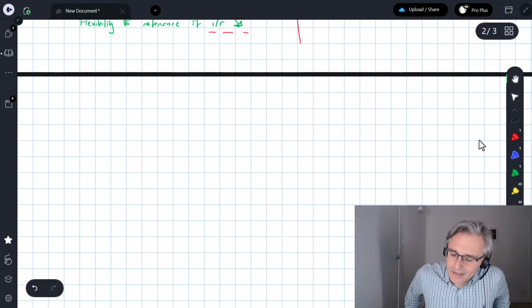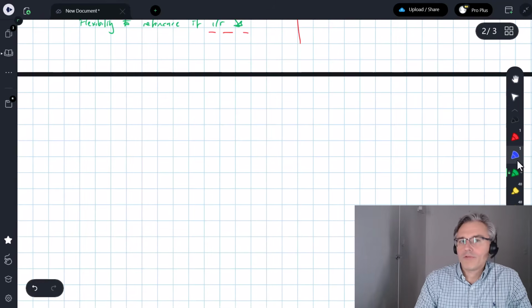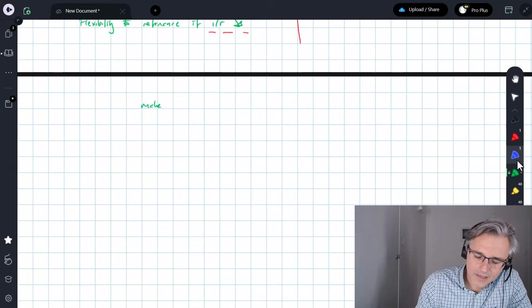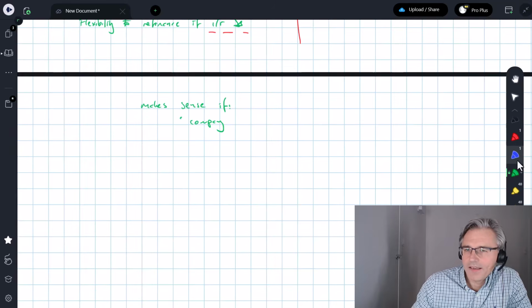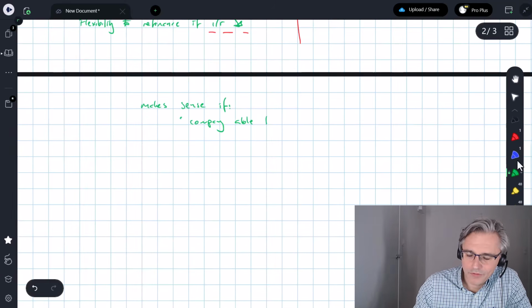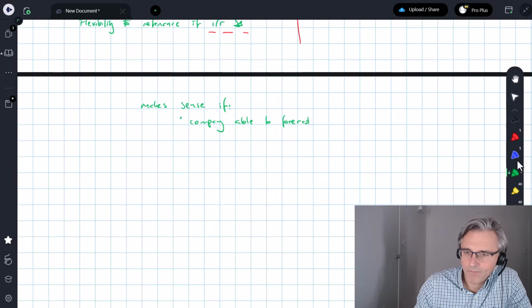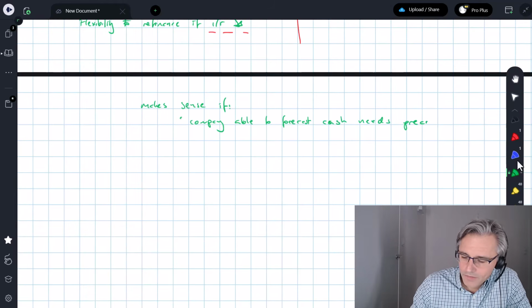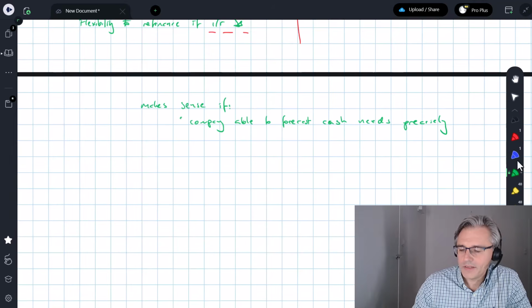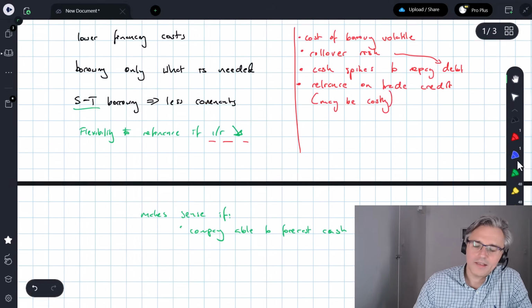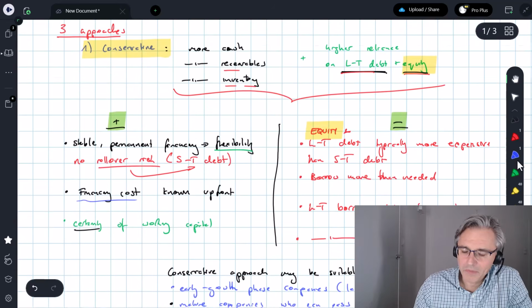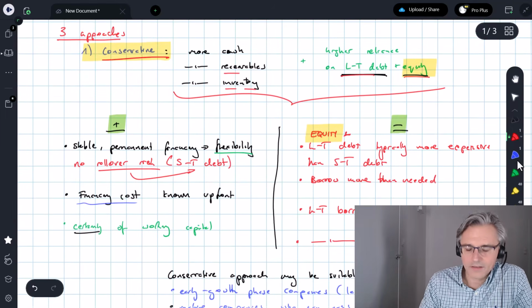Right, when does this so-called aggressive approach make sense? Well, it makes sense if the company is really able to forecast its cash needs precisely. If you've got the methodology, the models, and a predictable business which allows you to do this, yes, there probably isn't much need to keep buffers and flexibility, which is the case under the conservative approach.